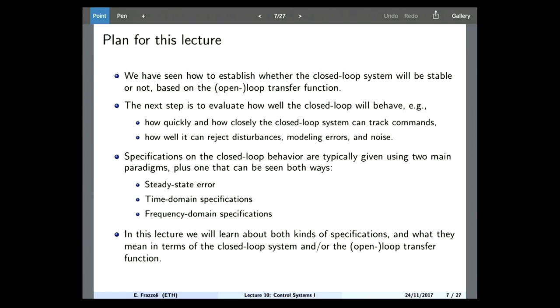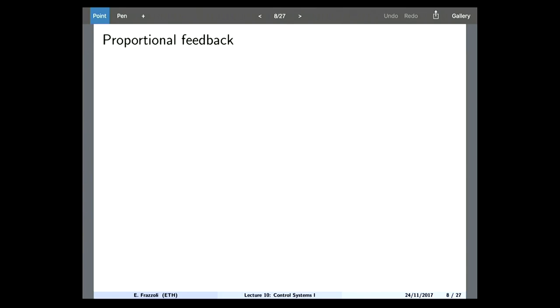There is another category, which is the notion of a steady state error, which you can see both in the frequency domain and the time domain. Let's get started. A simple thing is, we want to use, say, proportional feedback. So what is the setup here?